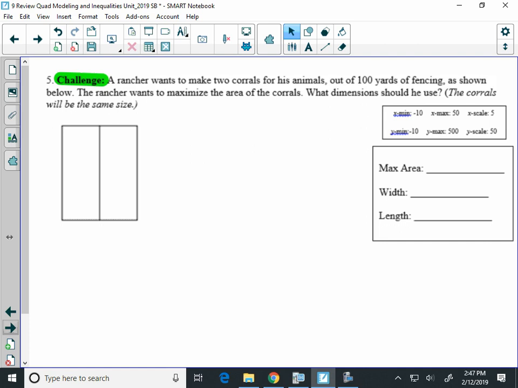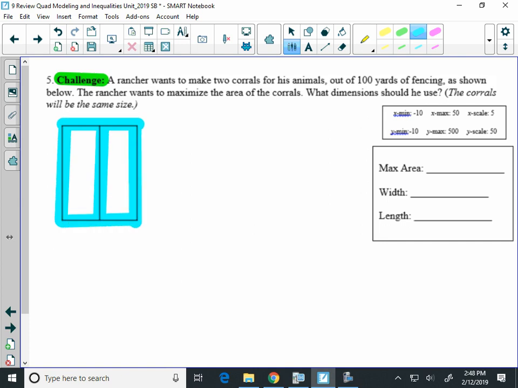It's a little bit challenging, but understanding it in general is beneficial. You should also make sure that you understand all of the box problems that we have done in this unit. So we've done some on our quizzes and our practice and notes in terms of finding area of boxes. Understand all of those. All right, so it says a rancher wants to make 2 corrals for his animals out of 100 yards of fencing.